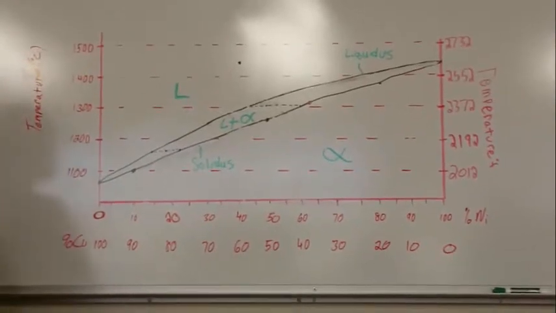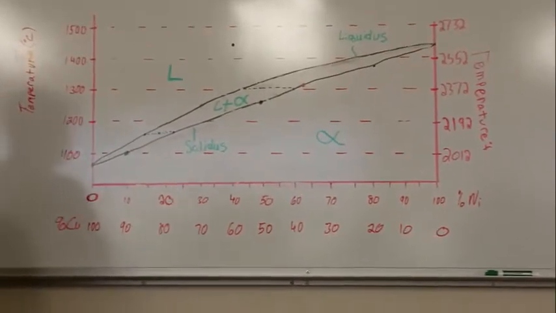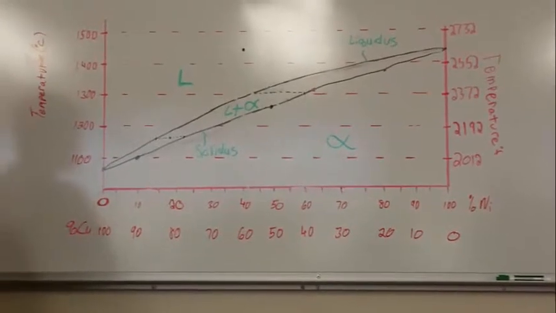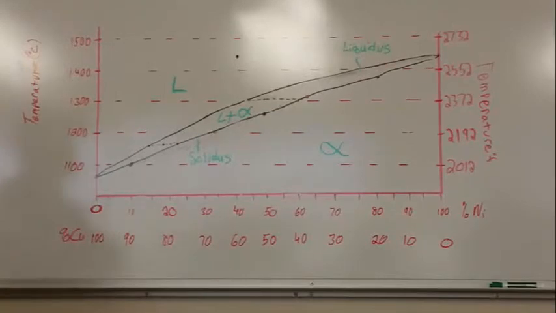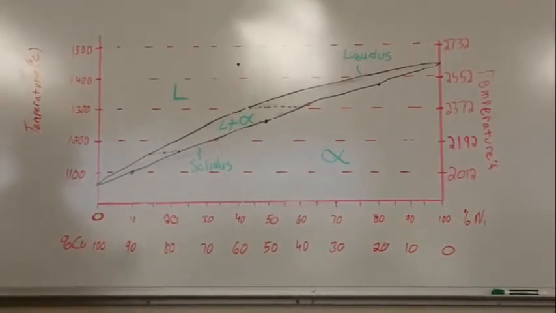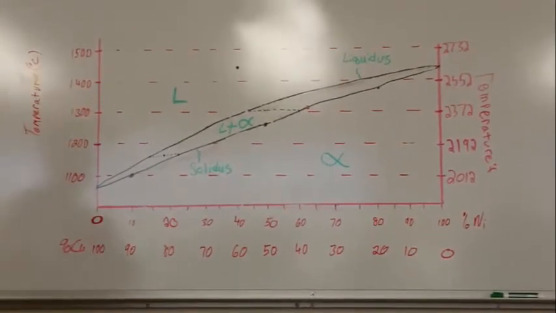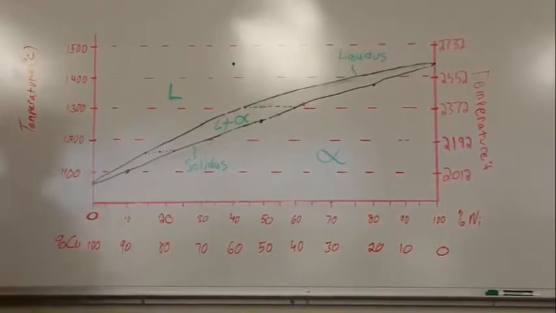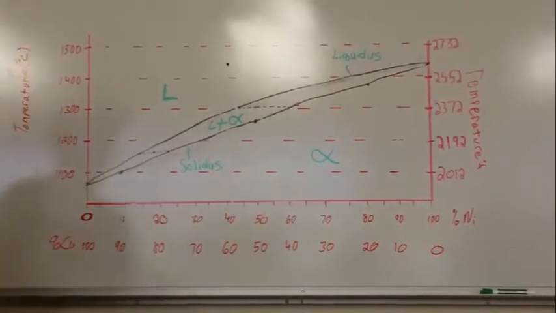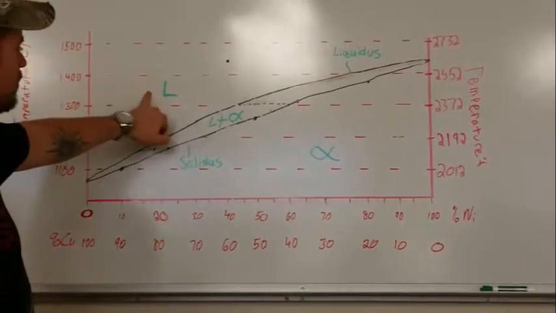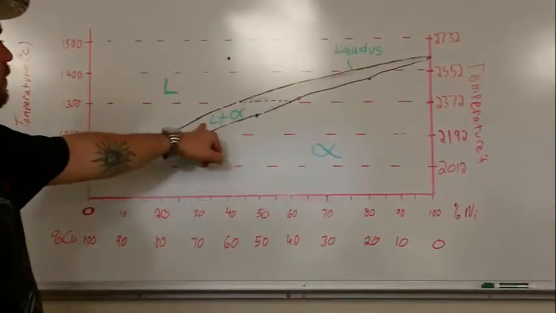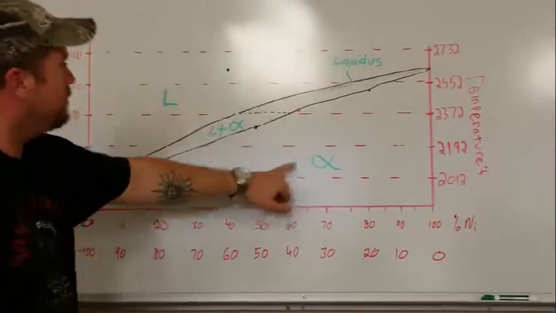I am a MET 346 student here at Purdue University, New Albany, Indiana. I'm going to talk to you today a little bit about phase diagrams, and we're going to look at two completely soluble metals. Just a little bit about the phase diagram itself. At first, we have three regions we're going to talk about: the liquid region, the liquid plus alpha region, and the alpha region.